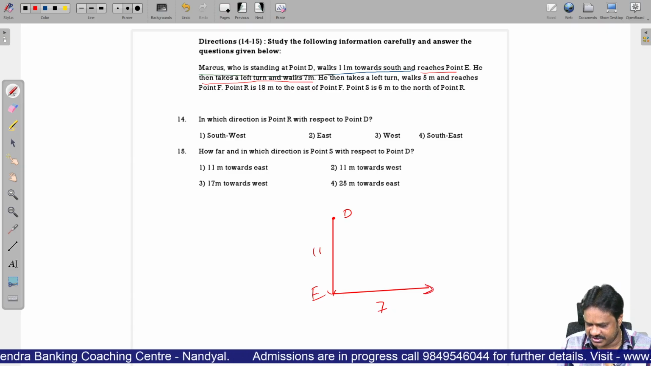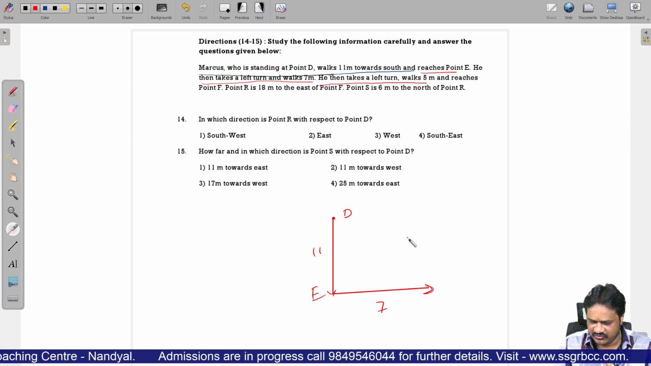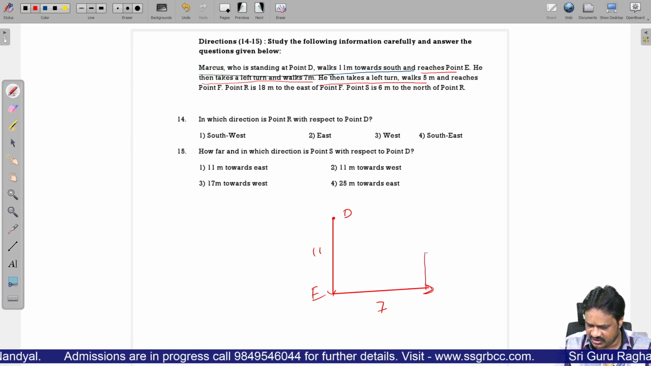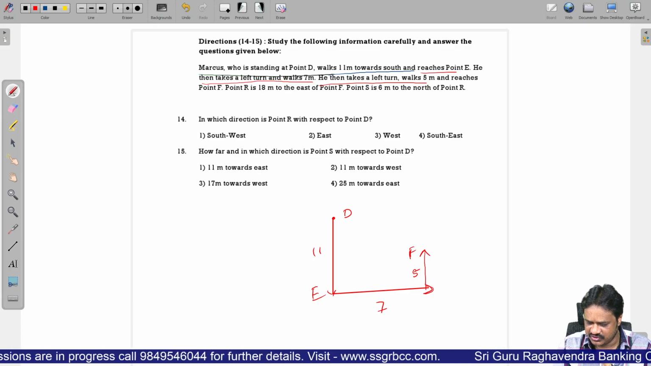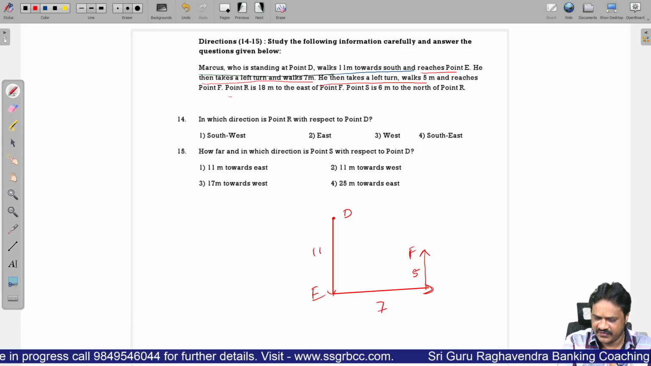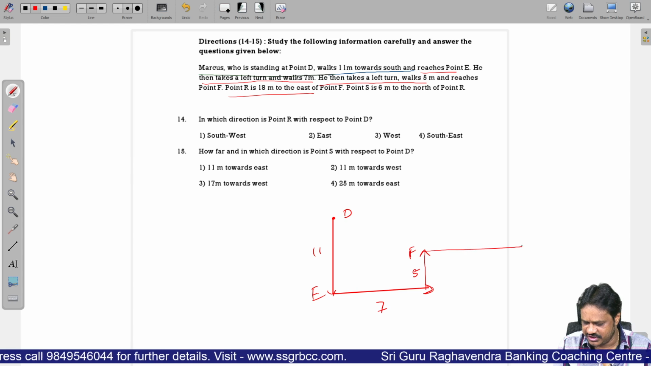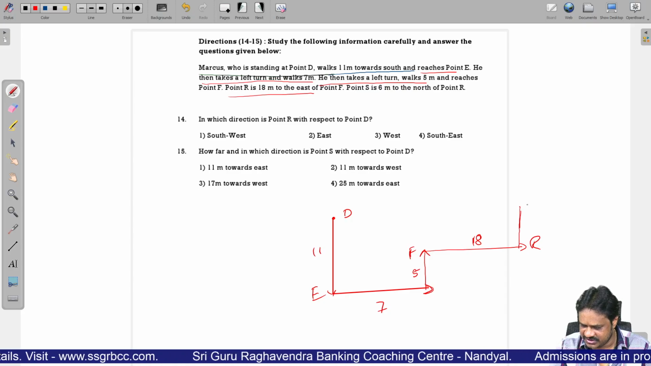Now this is east facing. He then takes a left turn. So left turn means again moving to the north, because an east facing person taking a left turn moves to the north, and walks 5 meters to reach F. R is 18 meters to the east of F. S is 6 meters to the north of R.